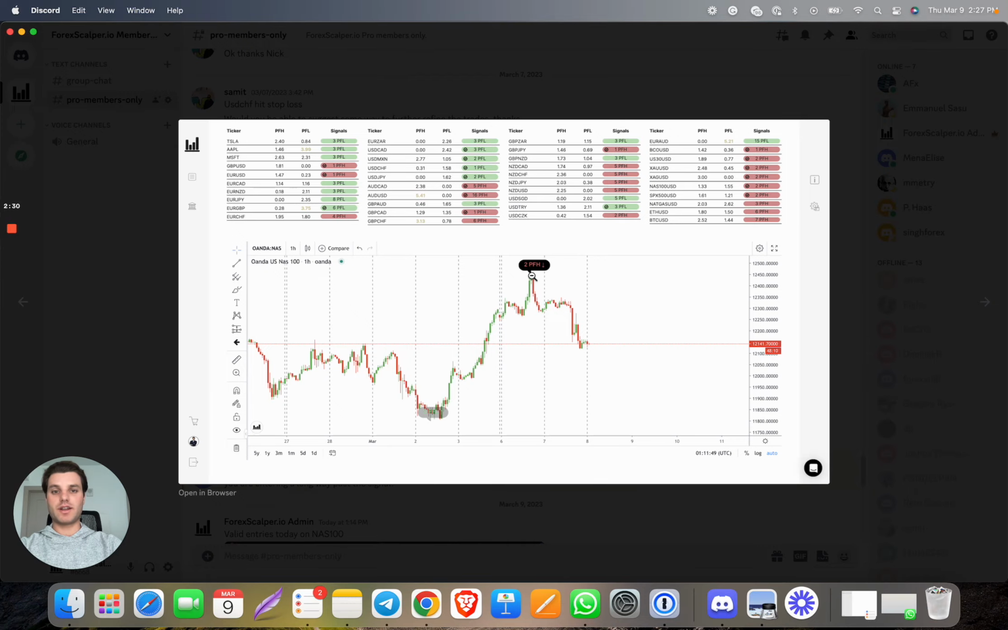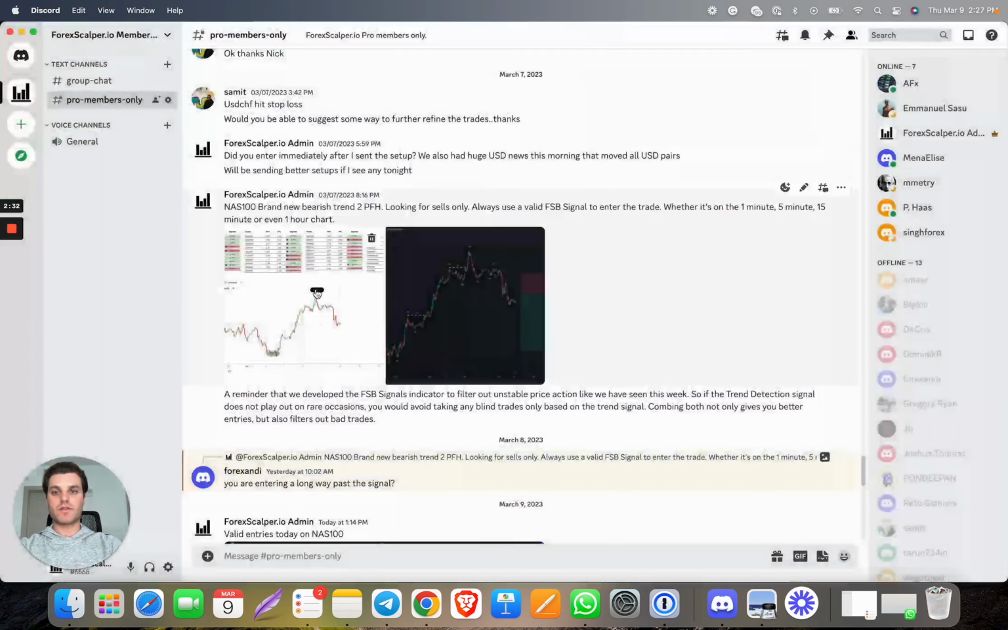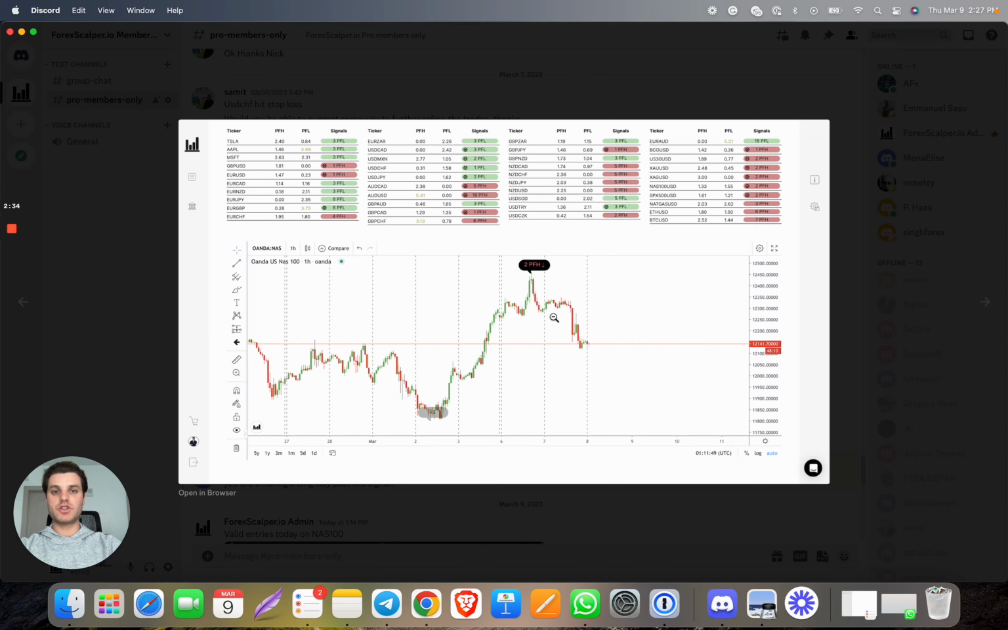So as you can see right here, 2 PFH. And this is right before the move happened, right? This gives you an understanding. You can see all the indices right here. They also have the black check mark, okay? That simply means it's a brand new trend change, right?